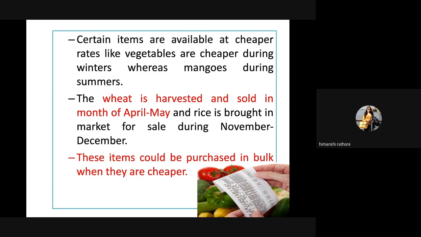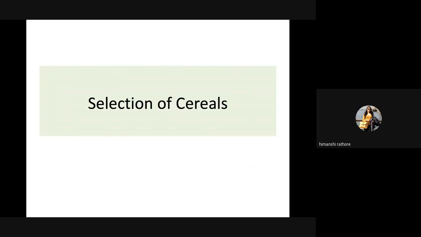When you buy things in bulk, the price which the shopkeeper will give you will obviously be cheaper as compared to when you buy only 1 kg or 2 kg or 3 kg. So try to purchase things in bulk. So this was all about food budgeting and how you can plan a food budget for your family.